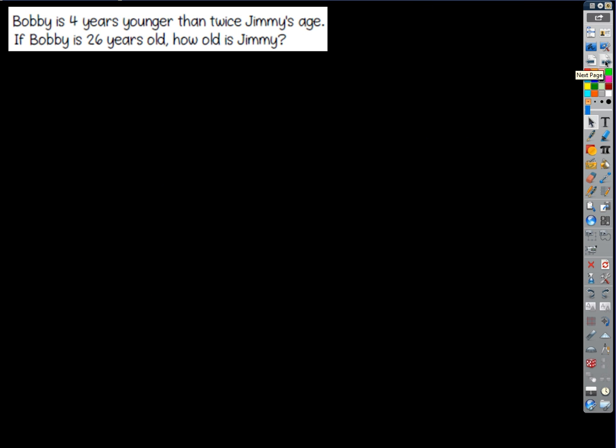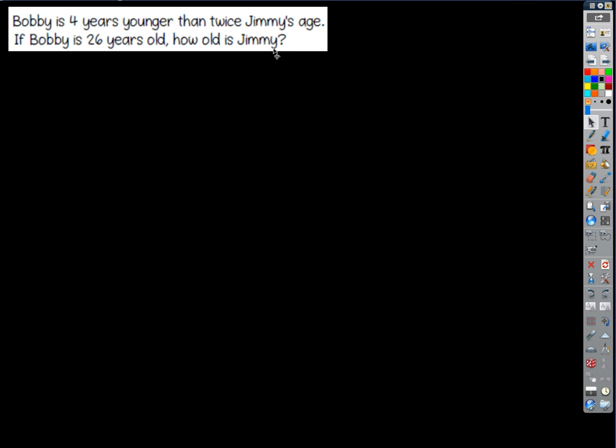All right, so last issue for today. We're going to look at word problems, applied problems, all year. Let's just take a quick example and talk about how we approach these things. What do you do with a story problem like this? Let's read through this. Bobby is 4 years younger than twice Jimmy's age. If Bobby is 26 years old, how old is Jimmy?